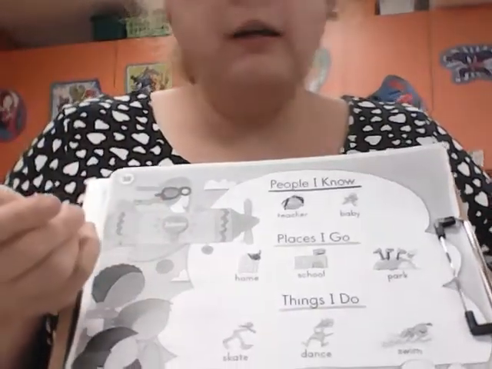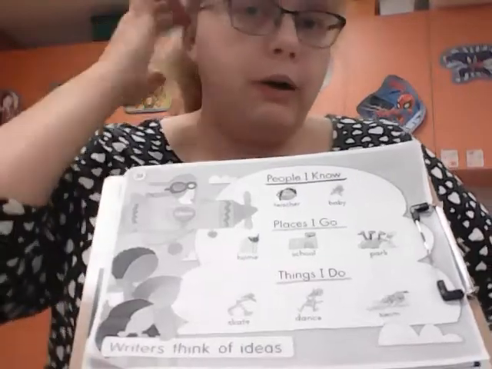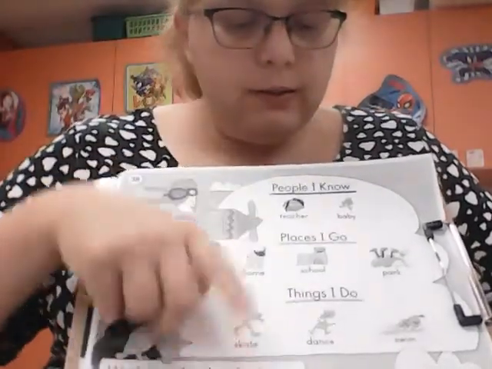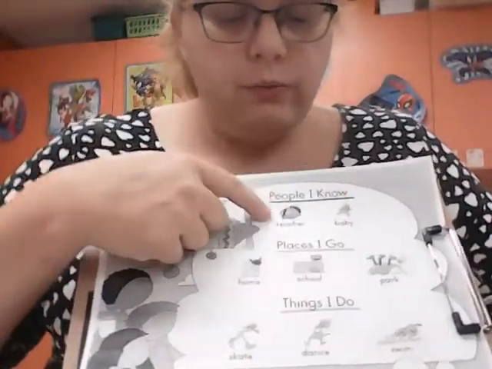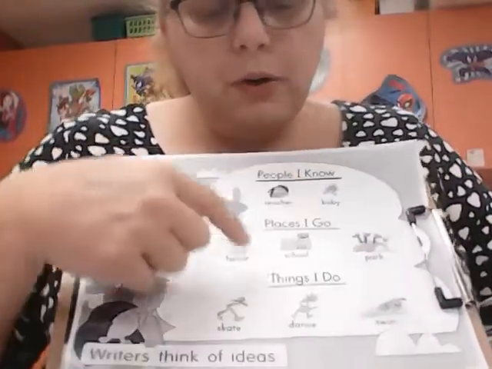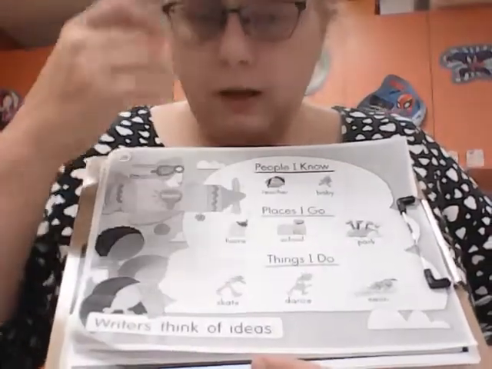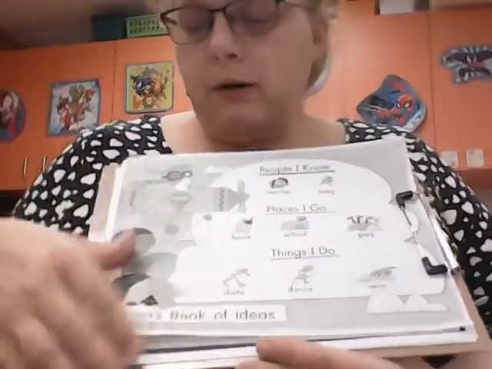So they're trying to find ideas for a story. They want to write a story, but they don't know what they want to write about. So they made a list. It says, people I know: teacher, baby. Places I go: school, park. Things I do: dance, swim, skate. There are a few other ways that we can do it, but we're going to try the list part first.